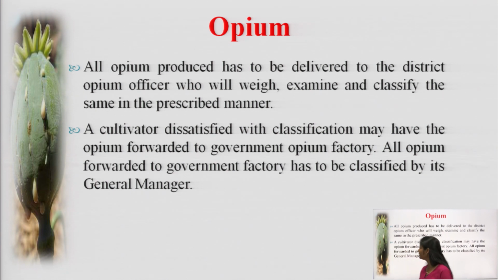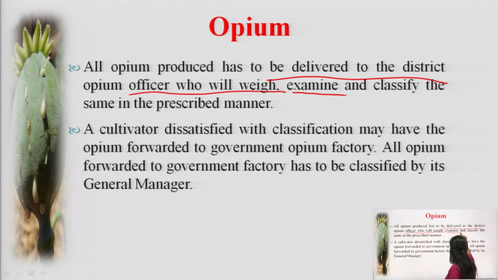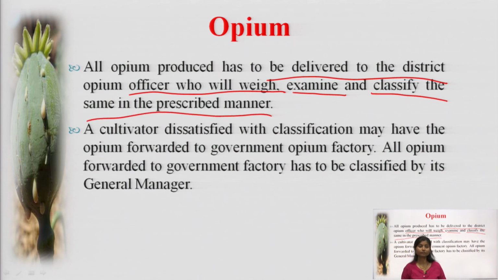All opium produced has to be delivered to the district opium officer, who will weigh, examine and classify it in the prescribed manner. A cultivator dissatisfied with the classification may have the opium forwarded to the government opium factory. All opium forwarded to the government factory has to be classified by its manager.